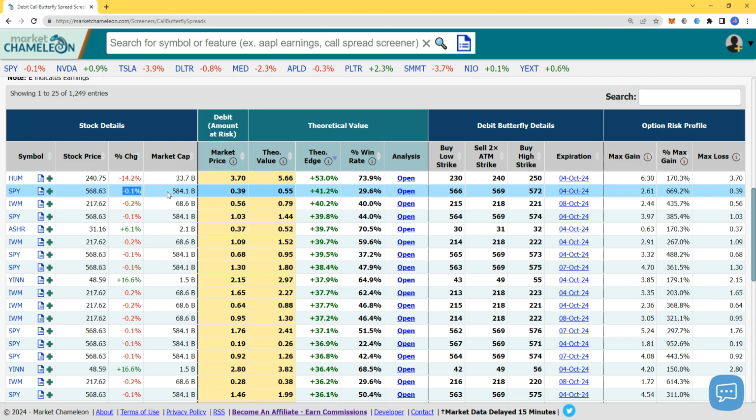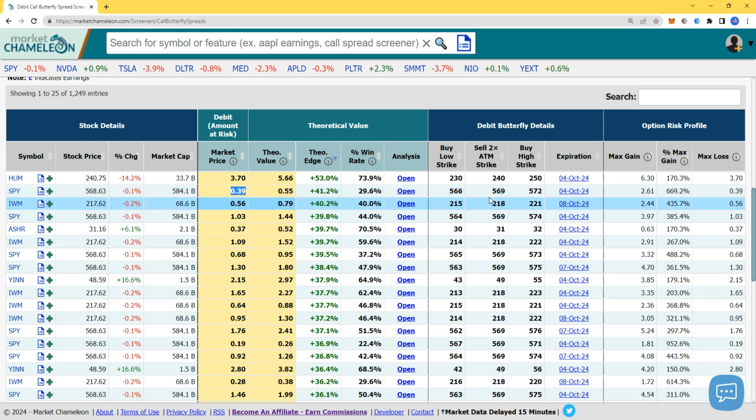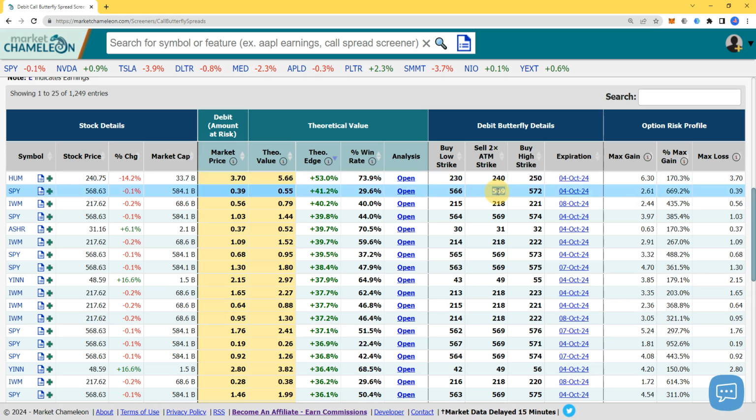Give or take, it doesn't move too much today with everything that happened. Market cap, okay, and it tells you the trade itself, we're going to go over this in a second. It tells you to sell 2 times the at-the-money strike 569 for October 4th. Sell 2 569 calls, and then buy the low strike 566, and buy the high strike 572.